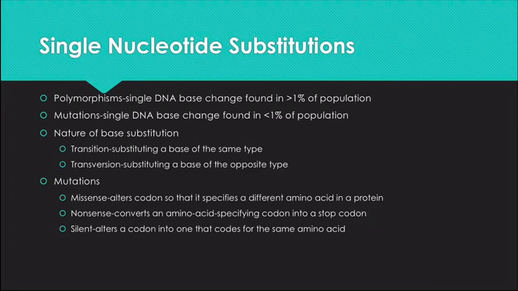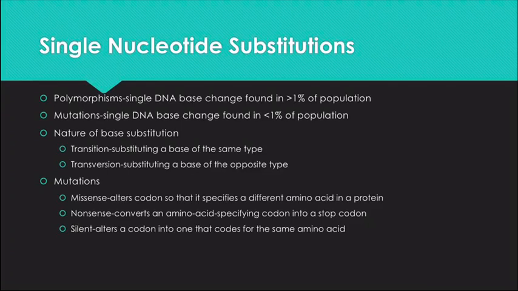There are multiple kinds of single nucleotide substitutions. The first is polymorphisms, which are single DNA base changes found in more than 1% of the population. The second is mutation, single DNA base changes found in less than 1% of the population. The third is nature of base substitution, which has 2 subcategories: transition, which is the substitution of a base of the same type, and transversion, a substitution of a base of the opposite type.